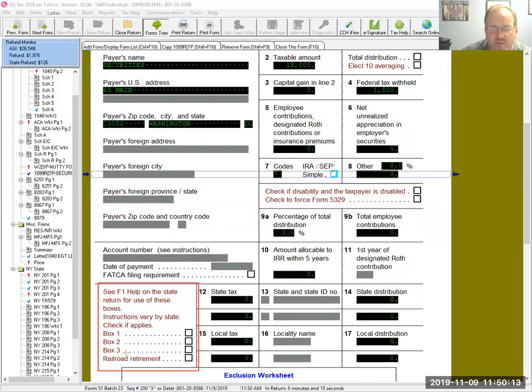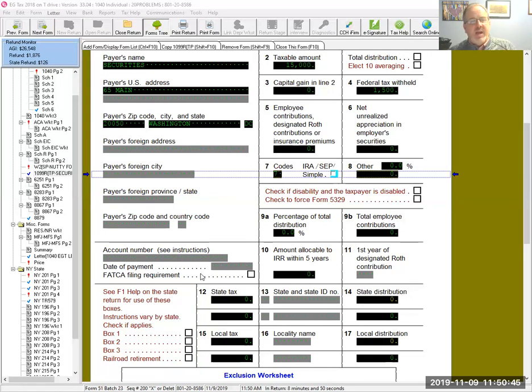Box 3 is future use, nothing for that. And then Box 4 is railroad retirement. So Box 1, over 59 and a half. Box 2, government type pension. Box 3 is not being used, and Box 4 is for railroad retirement. So that's what we have on those.